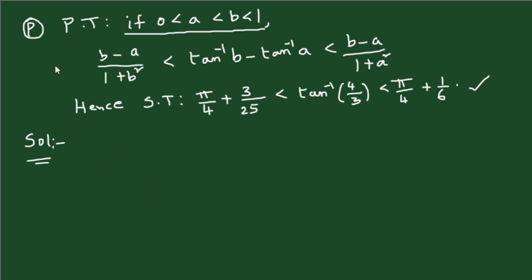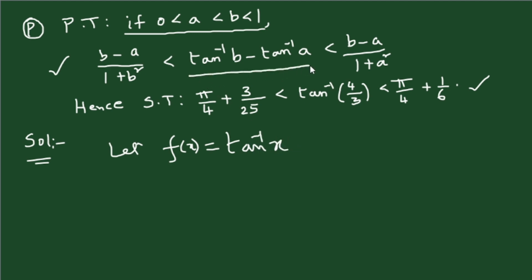Whenever you are given to prove this kind of inequality, we have to consider the function f of x equal to tan inverse x. If you have tan inverse b minus tan inverse a in the middle, you take tan inverse x. If sin inverse b minus sin inverse a, then sin inverse x or cos inverse x, right? Accordingly, we consider the function, with x belonging to the interval [a, b].